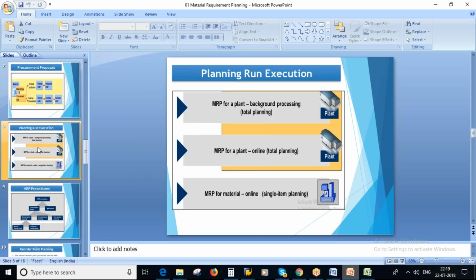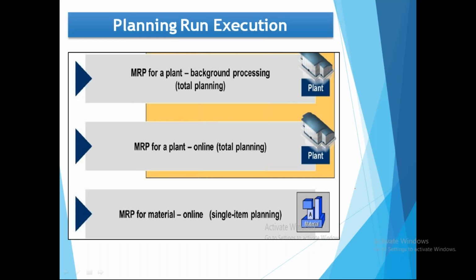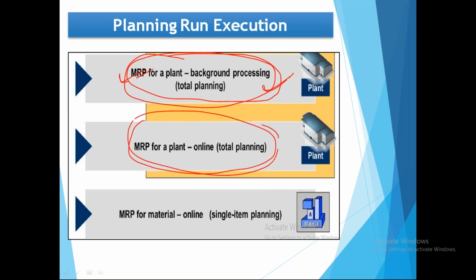Now, how is the MRP run executed? Normally MRP run execution will be taken care of by the PP module, but as an MM consultant, you should know how MRP is executed. Basically, MRP normally runs at plant level, as a background job, for all the materials in the plant. Every day in the night they will run. That is possible. Now you can also run MRP at front end for a plant.